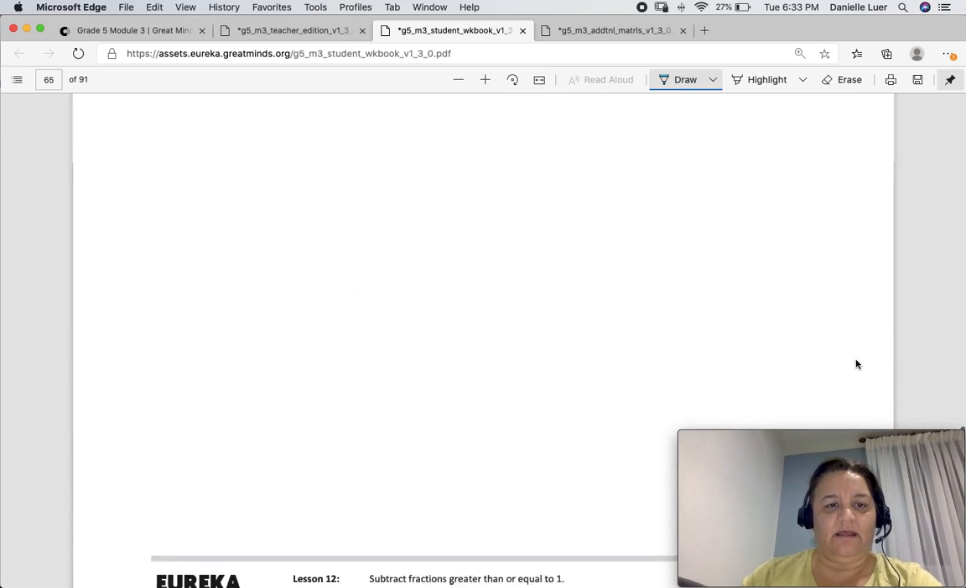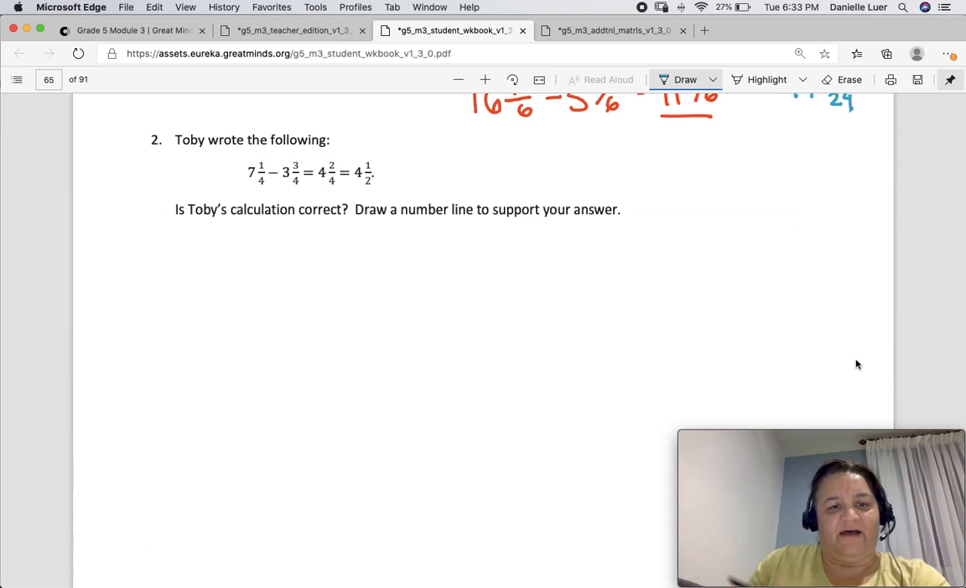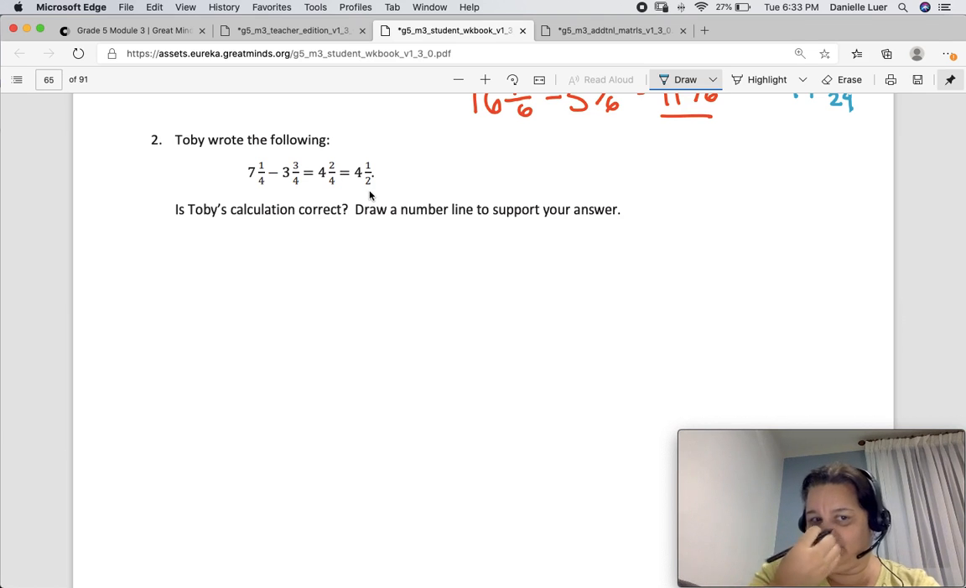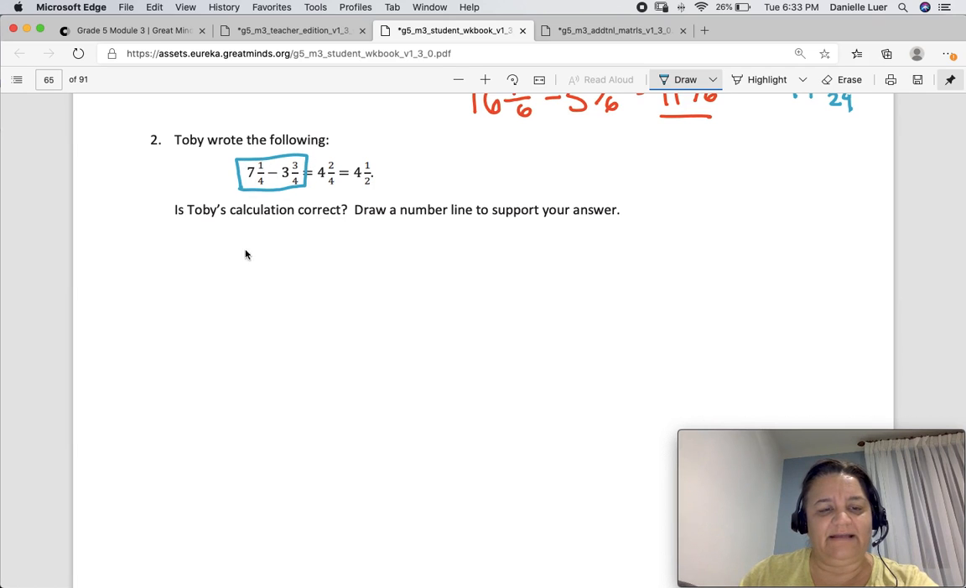All right, number 2. Let's see. Toby wrote the following. 7 and 1/4 minus 3 and 3/4 equals 4 and 2/4 equals 4 1/2. Is Toby's calculation correct? Well, 7 minus 3 is 4, but 1/4 minus 3/4, you can't do that. What did he do wrong here? Do you see what he did wrong? He forgot to borrow from the 7 in order to create a big enough fraction to subtract. So, is his calculation correct? No. Draw a number line to support your answer.